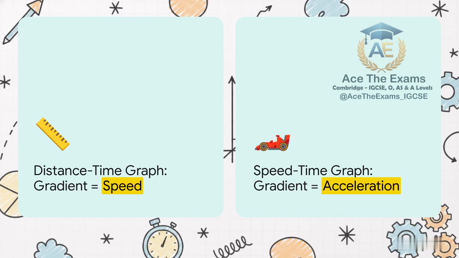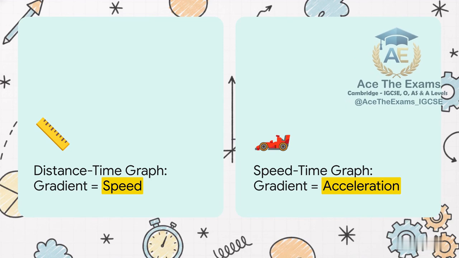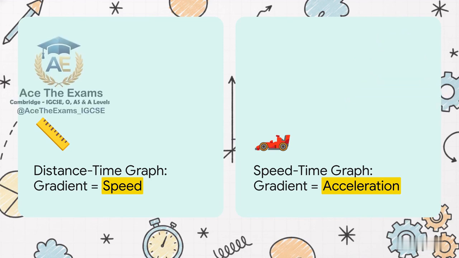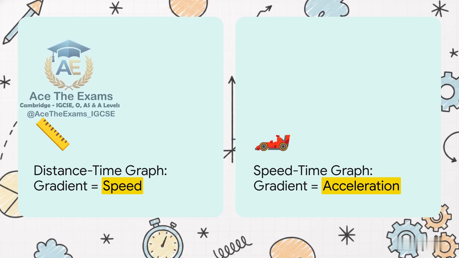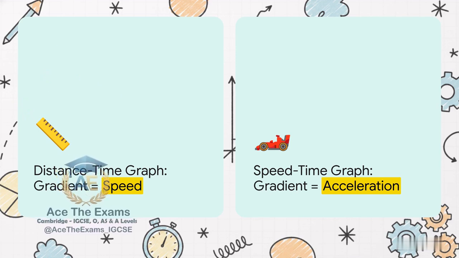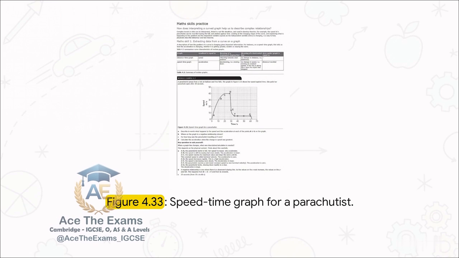Never ever mix these two up. The gradient dictates entirely different physical properties depending on your axes. Literally, one of the biggest traps students fall into is reading a speed time graph as if it were a distance time graph. You've got to check those axis labels the very first thing every single time you turn the page.